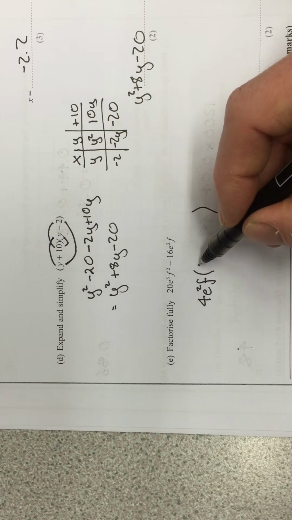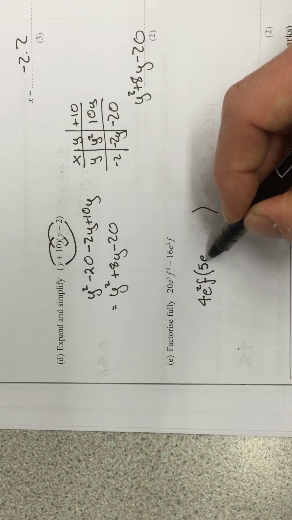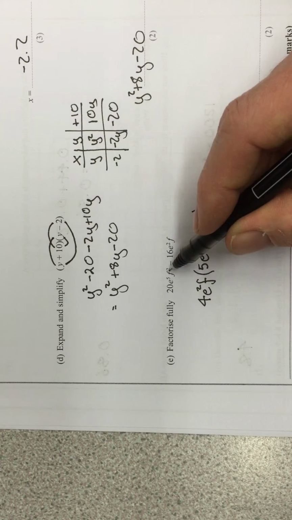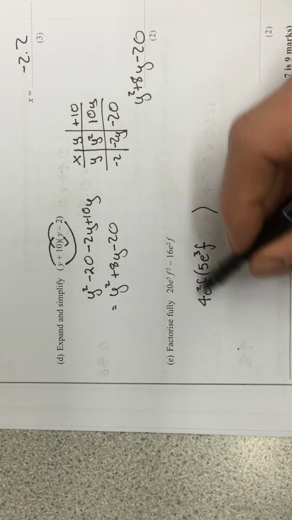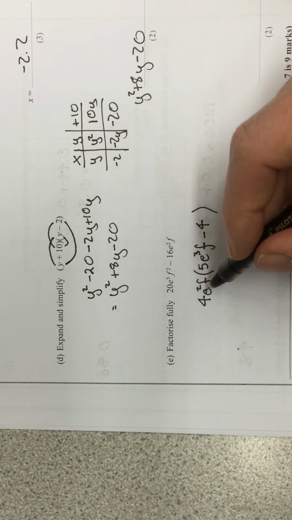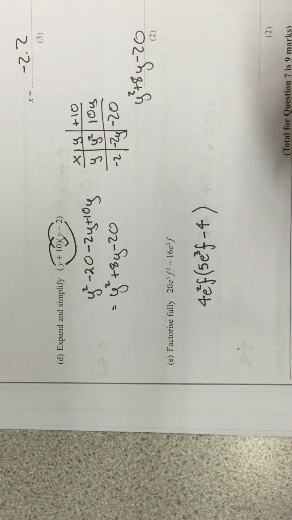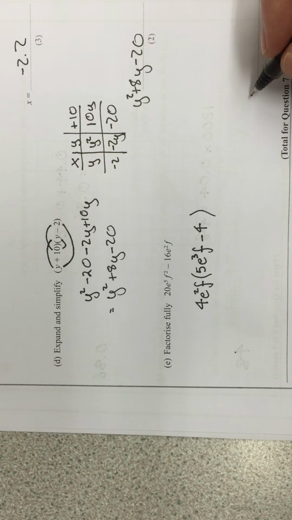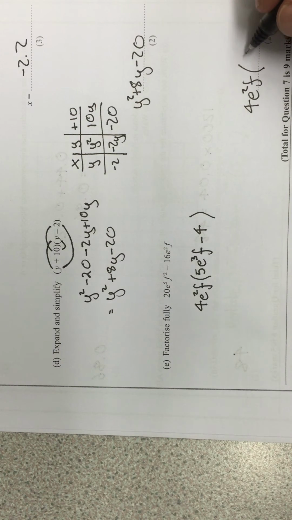What's left? Well, 4 times what gives 20? 5. e squared times what gives e to the 5? Well, that's e cubed. f times what gives f squared? And that's just f. 4 times what gives 16? That's 4. e squared times 1, and f times f, so that's just times 1. So there we have it. There is our answer. Put it down here. 4e squared f, 5 e cubed f.